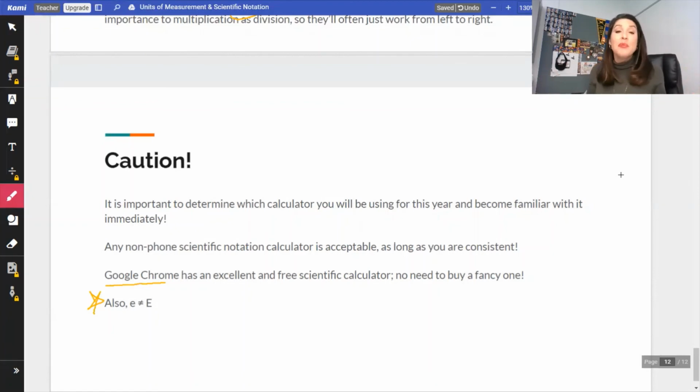Okay, the next time we meet, we're going to actually start to do some of these scientific notation practice problems, converting in and out of scientific notation. And we're going to spend some time converting in and out of different unit prefixes.